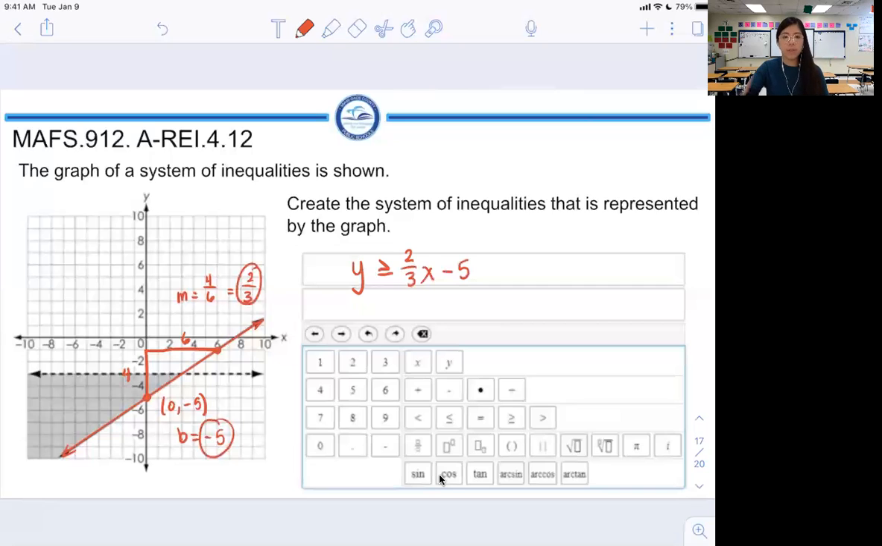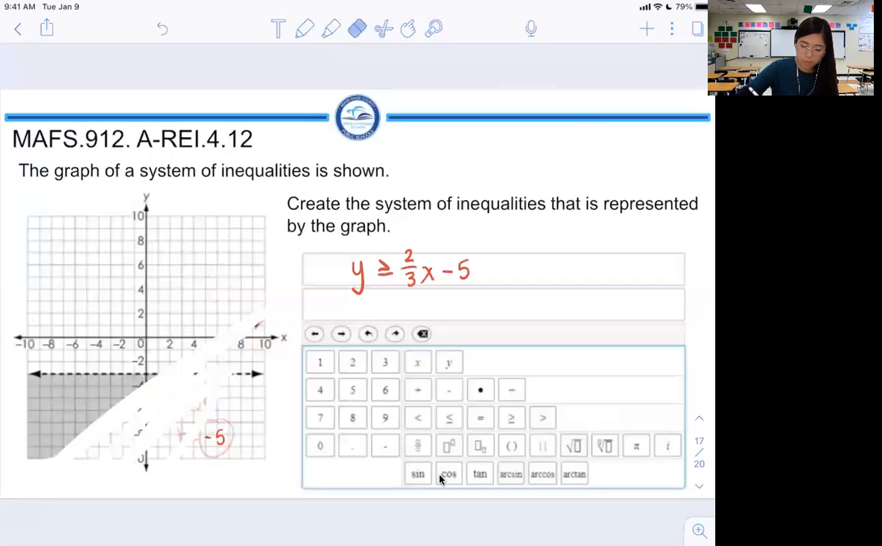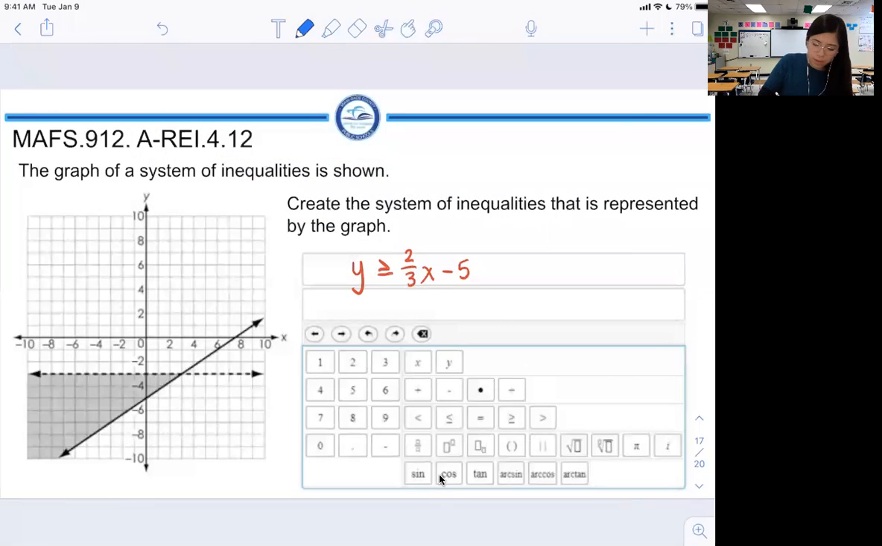So that's for the first line, but I have another line, so let's do that one. I have a dotted line, and it's shading below the dotted line. So I know that this is going to be y is less than whatever I get.